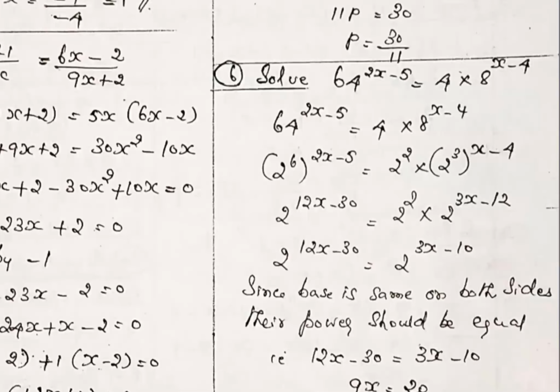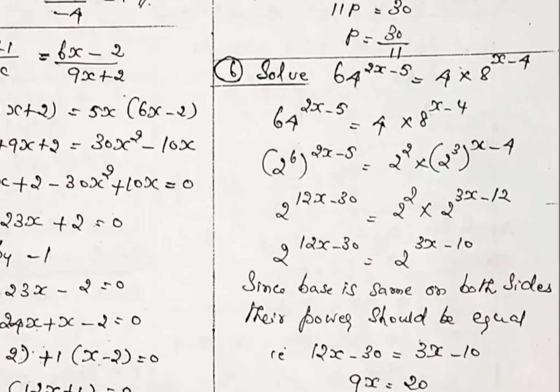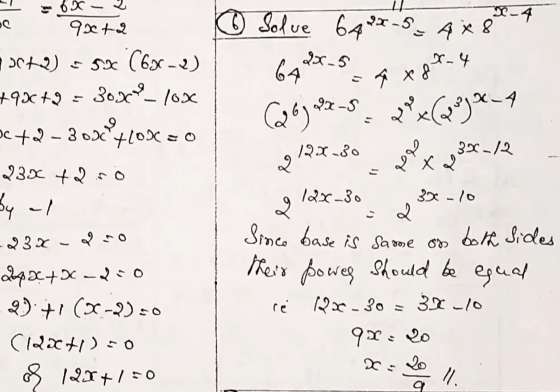One rule is available; in the center I have written one rule. Since the base is the same on both sides, their power should be equal. One statement is given in between the problem and the center portion of our problem. But in the given question, it is not like that. The base is not the same. You make it the same. 64 can be written as 2 power 6. Similarly, on the right hand side, 4 can be written as 2 power 2, and 8 can be written as 2 power 3.